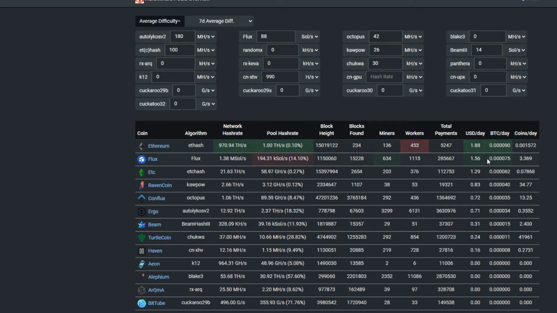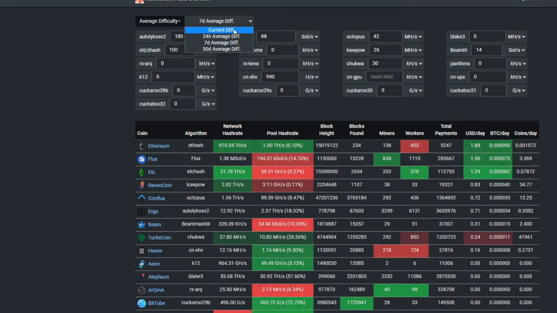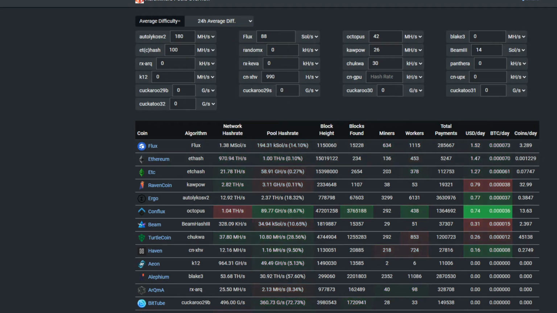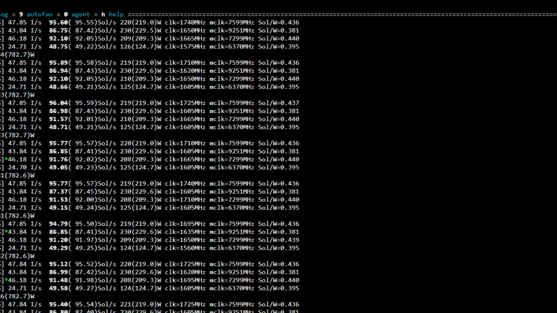You can see the payouts are very similar, and of course it fluctuates a lot, which is kind of ridiculous. But let's say it's about the same, $1.50 a day. Again, the nice thing about mining Flux compared to Ethereum is those much lower memory temperatures.